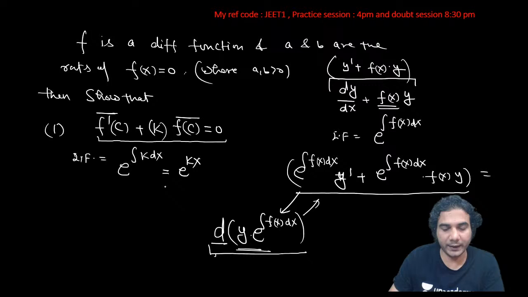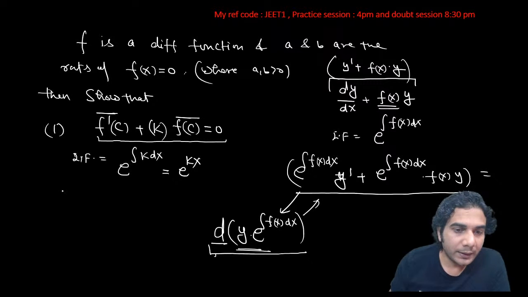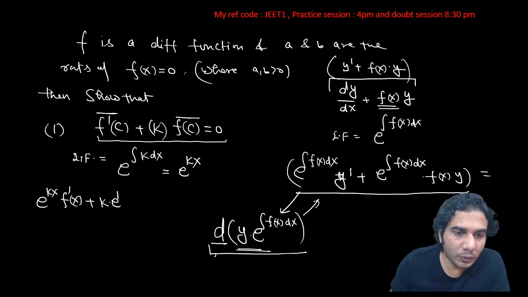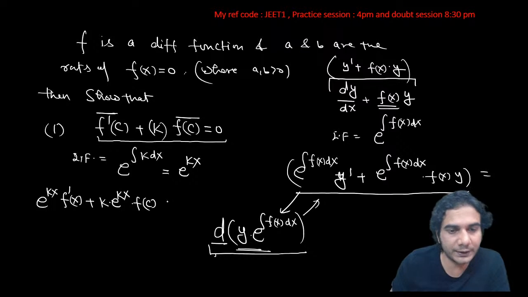All right, e raised to kx. Now if I write this expression e raised to kx into f(x), I'm replacing c by f. So f dash x plus k into e raised to kx into f of c. All right, into f of c.